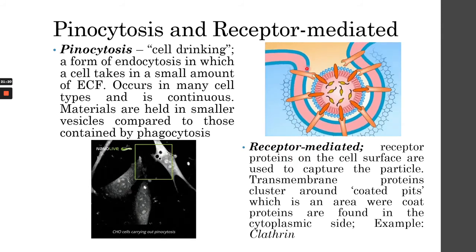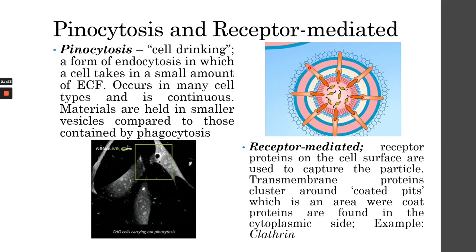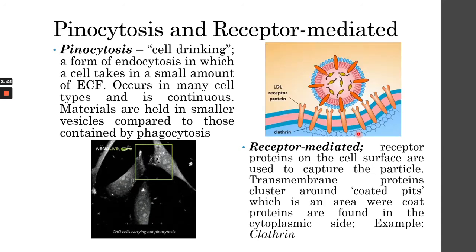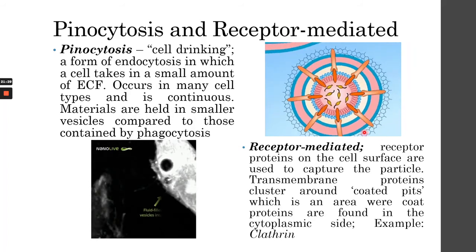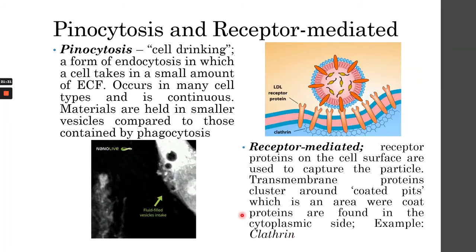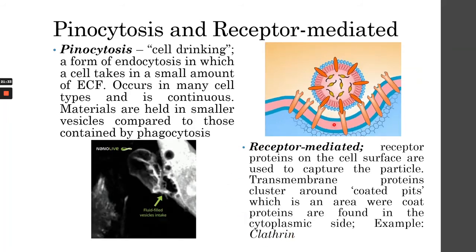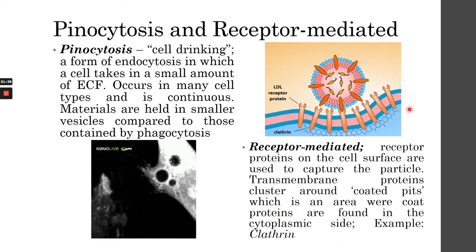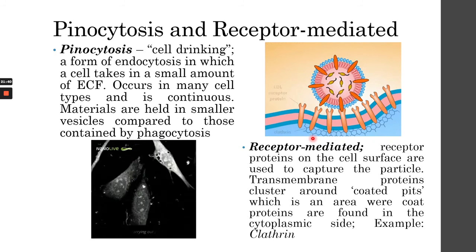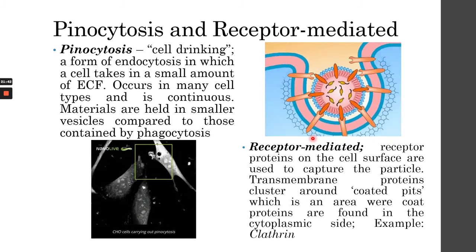Receptor mediated, you need the help of the receptor proteins. And they're usually found on a layer of protein called coated pits. And clathrin is just one of the most common examples that you can find all over the cell. But there are other types of protein layers that can do this. Okay, so that is pinocytosis and receptor mediated.